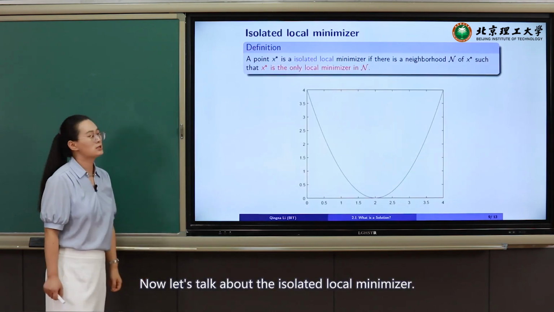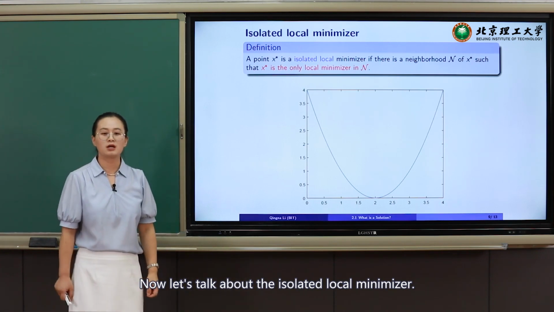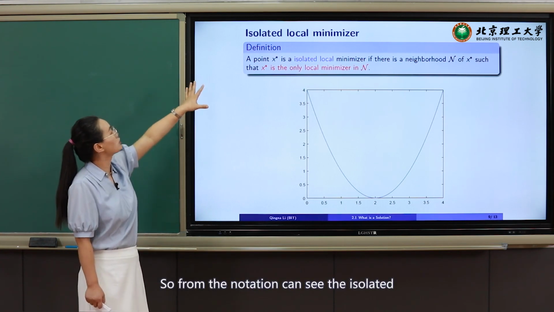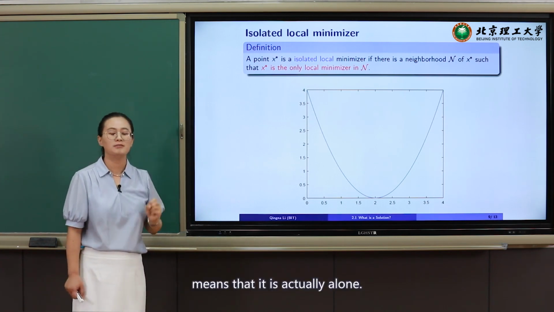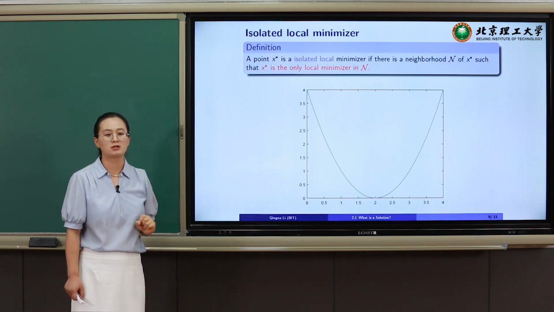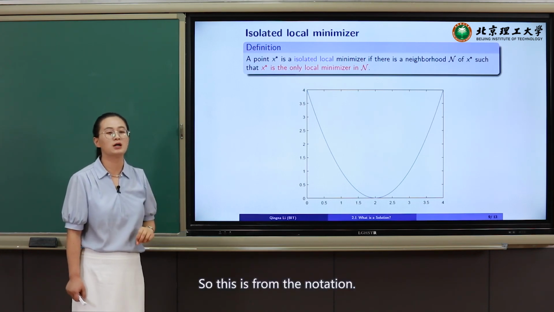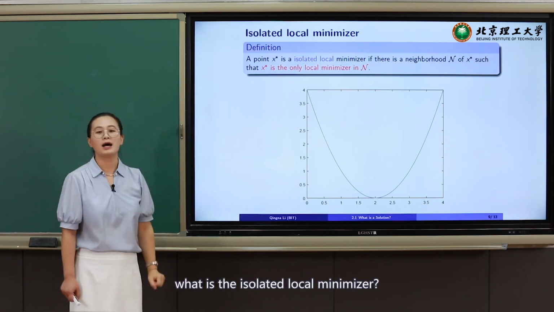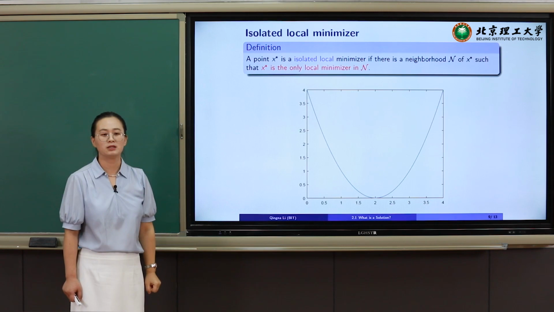Now, let's talk about the isolated local minimizer. From the notation, you can see that isolated means it is actually alone. There's no others, right? So this is from the notation. So mathematically, what is an isolated local minimizer?